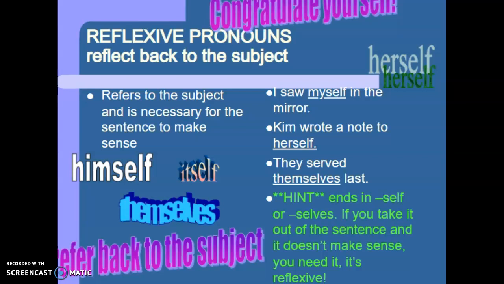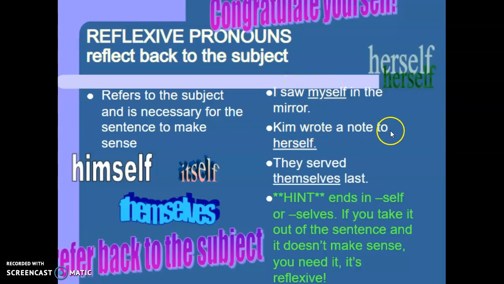Reflexive pronouns. This is the next type. They, again, refer back or reflect back to the subject. Well, what does that mean? It must refer back to the subject and is necessary for the sentence to make sense. So, examples of reflexive pronouns would be himself, themselves, itself, herself. For example, I saw myself in the mirror. Myself refers right back to I, because myself would be I, right?